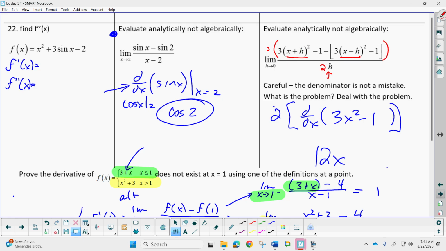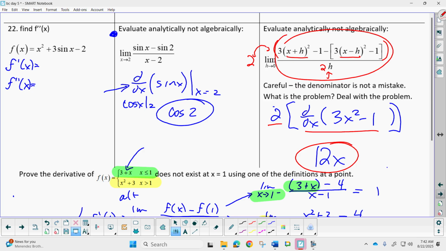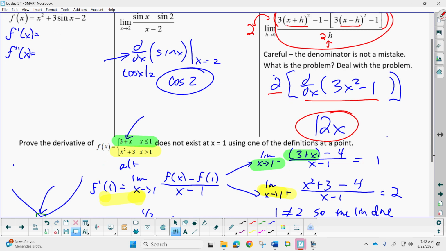Now, limit rules allow you, when you have a constant, to just do that out front. It's really about what the function does. The constant can be in front or inside or outside. So really you can say make it 2 and balance with the 2. And so that means now it's a derivative: 2 times the derivative of 3x squared minus 1, which is 12x. If you got that one, then give yourself a little pat on the back. That's a humdinger.